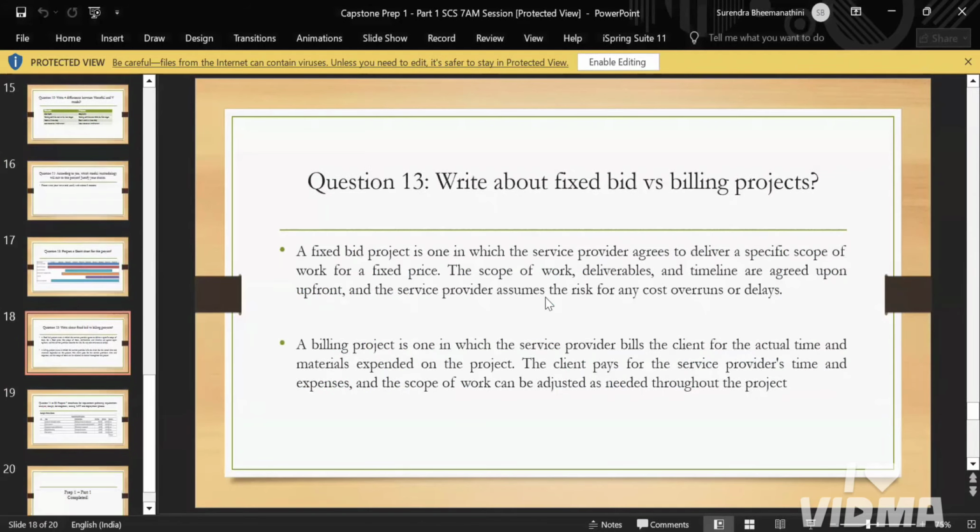And the next question is you need to write down about what a fixed bid is and what a billing project is. You need to write down about fixed bid versus billing project.